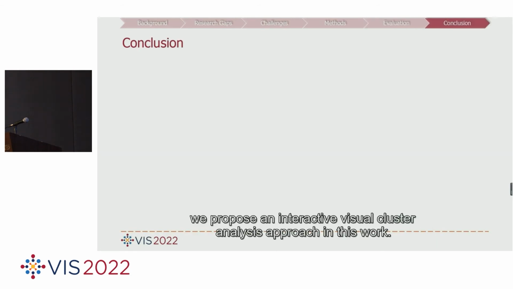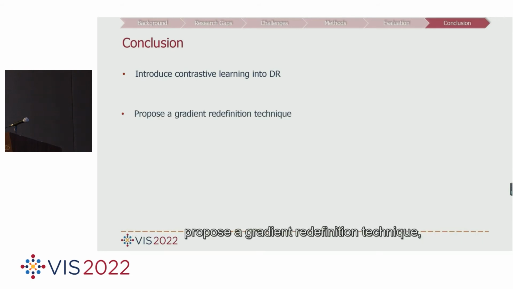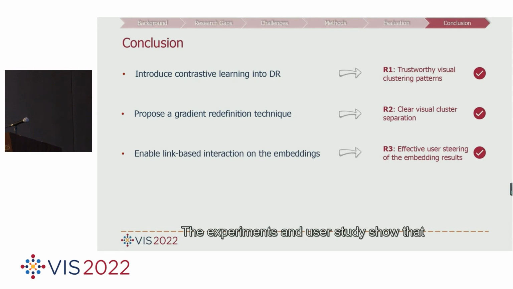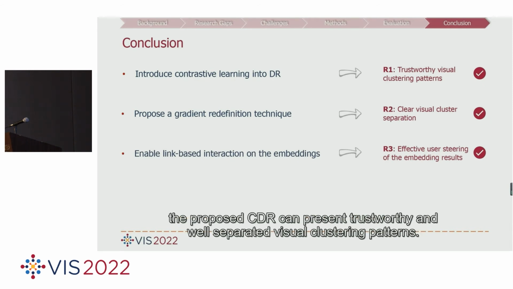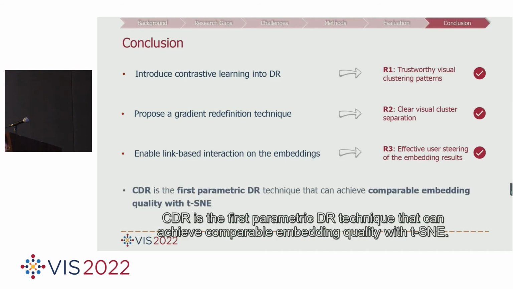To sum up, we propose an interactive visual cluster analysis approach in this work. We introduce contrastive learning into dimensionality reduction, propose a gradient redefinition technique, and enable link-based interactions on the embeddings. The experiments and user studies show that the proposed CDR can present trustworthy and well-separated visual clustering patterns. Case studies demonstrate the effectiveness of the link-based interactions. And it's worth noting that CDR is the first parametric DR technique that can achieve comparable embedding quality with t-SNE.